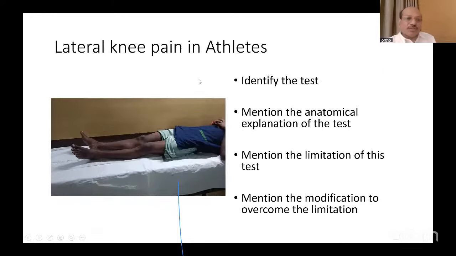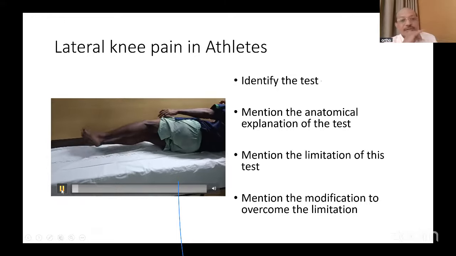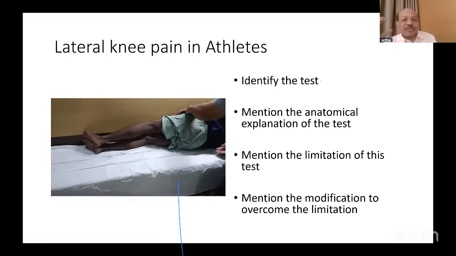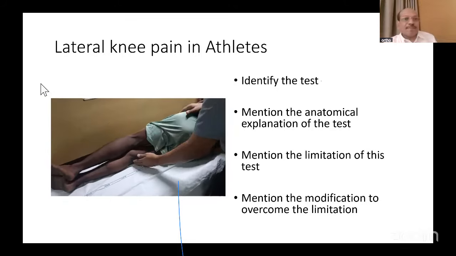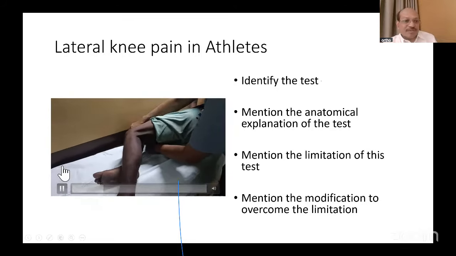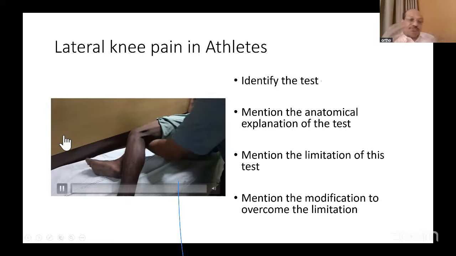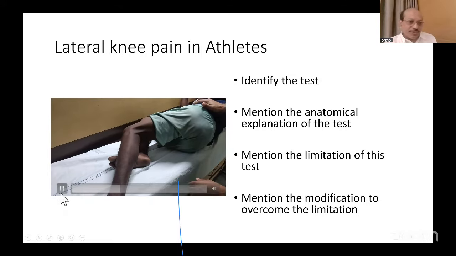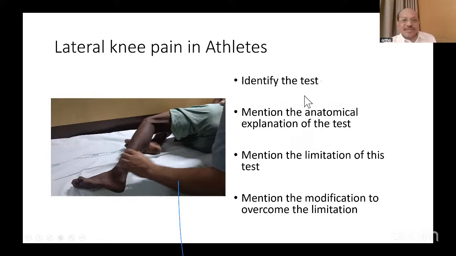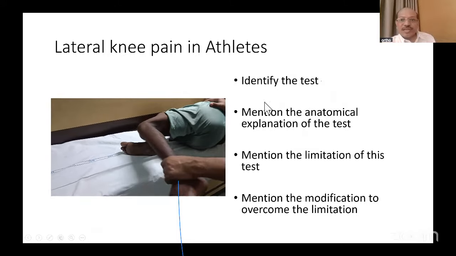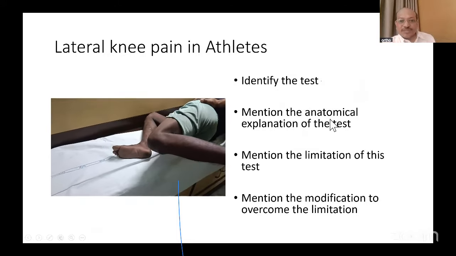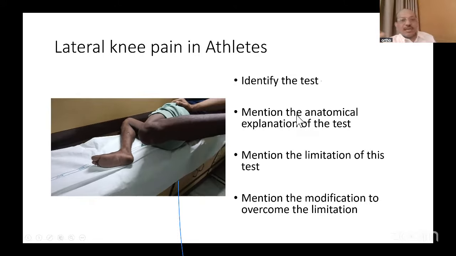Now we have to come to the exact topic, the iliotibial band syndrome, which is very common in young athletes. So the patient may complain of lateral knee pain in the athletes. Now see, the same test can come in a different way. So that is the newer trend of OSCE. As you can see here, identify the test: the answer is the Ober's test. Mention the anatomical explanation of the test. The anatomical explanation is basically the iliotibial band.